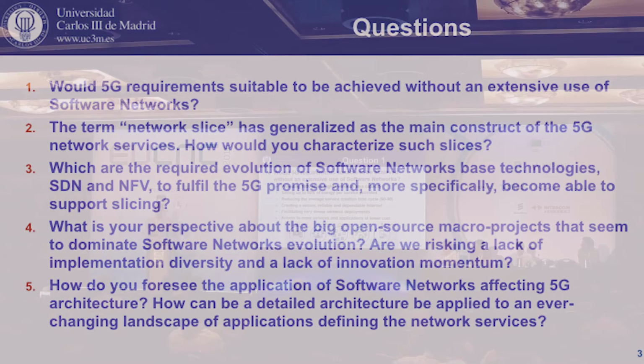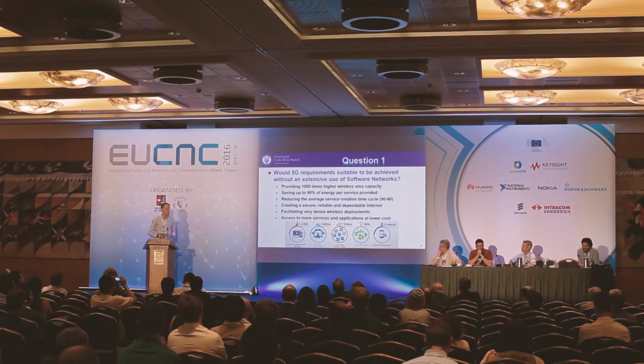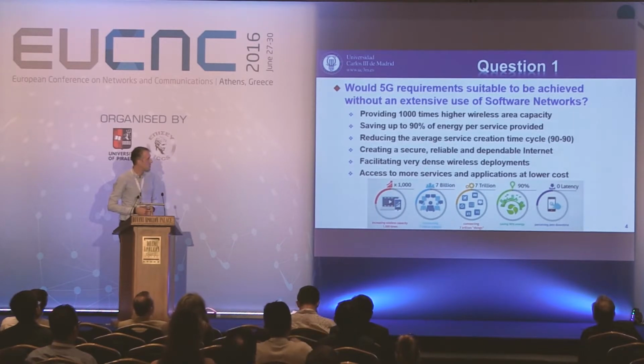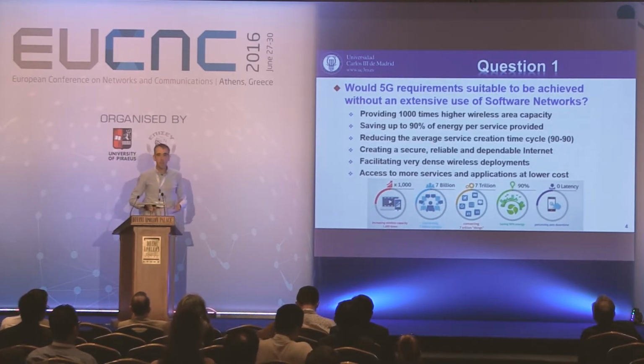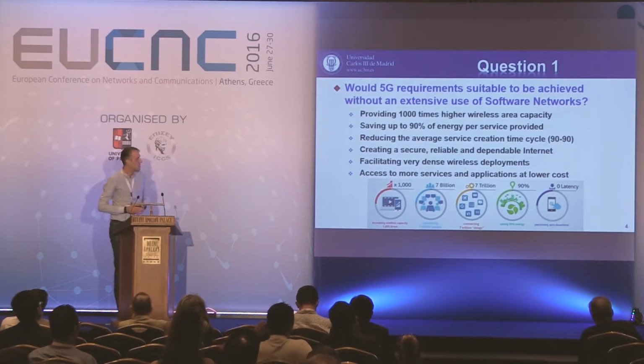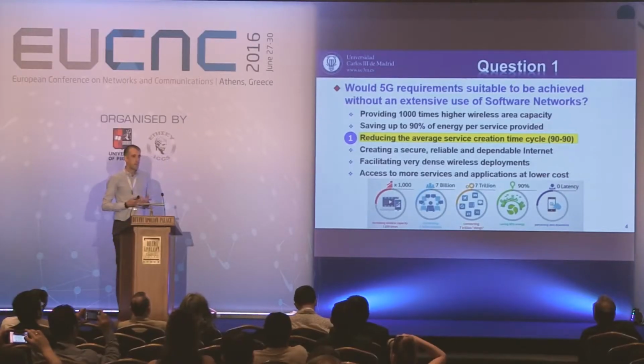First one, requirements of 5G and the role of software networks. So how software networks may help in this, and how 5G could be done without the use of software networks. Those are the very famous things that 5G networks should be providing. That's the list. And in my opinion, the main one where software networks may help is flexibility. So for me, softwareization in networking is adding flexibility.